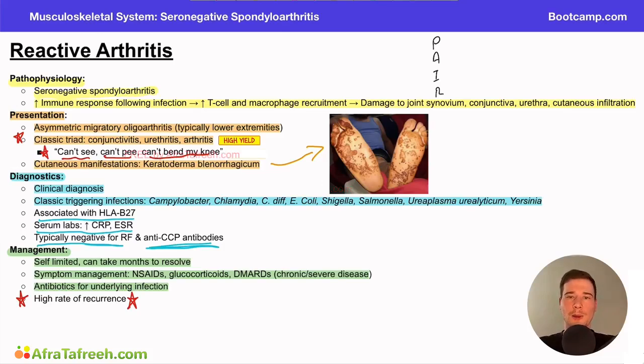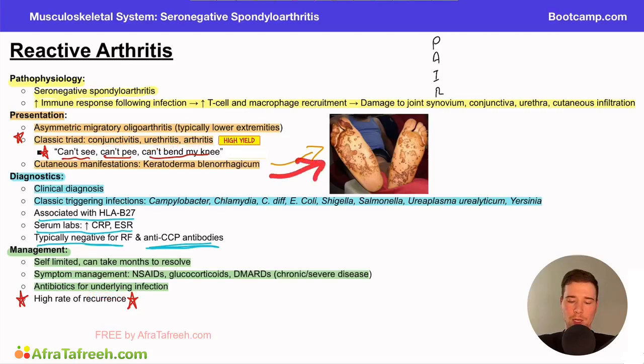So just a quick summary to wrap up this video. We're talking about reactive arthritis here. This is a seronegative spondyloarthritis. Again, it's negative for the rheumatoid factor. This is typically due to an infection that leads to an increased immune response in the body, increased activation of macrophages and T cells, and ultimately damage or destruction of different areas in the body. The classic triad this will present with is the can't see, can't pee, can't bend my knee. That's the conjunctivitis, urethritis, and arthritis.